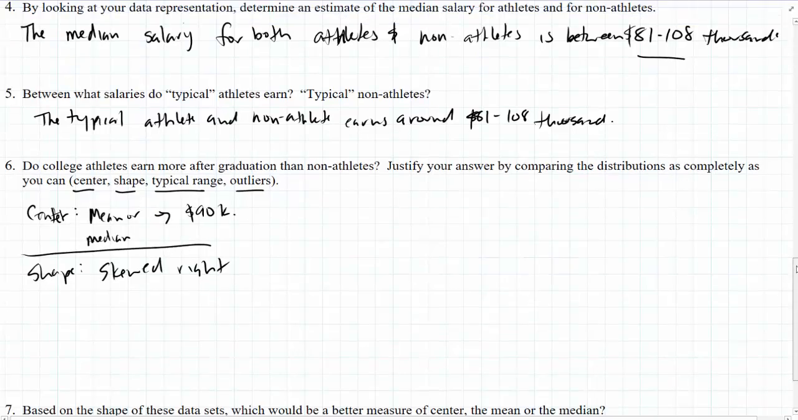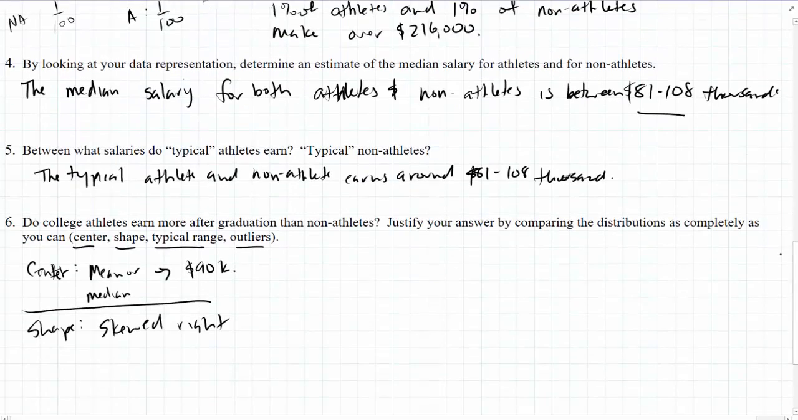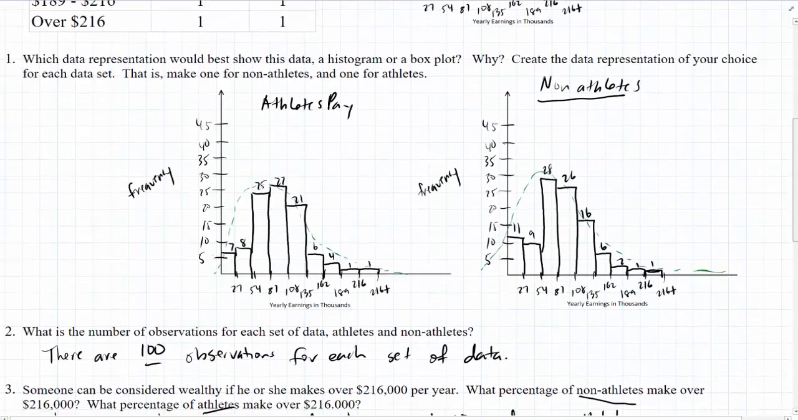The typical range. I was wondering where in the question they had us answer this, and I realized in number 5 I didn't completely answer the question. So we're going to take a look at number 5 again. It's asking, between which salaries do typical athletes earn? It says between, not what is the typical salary. So that's where the range was supposed to be.